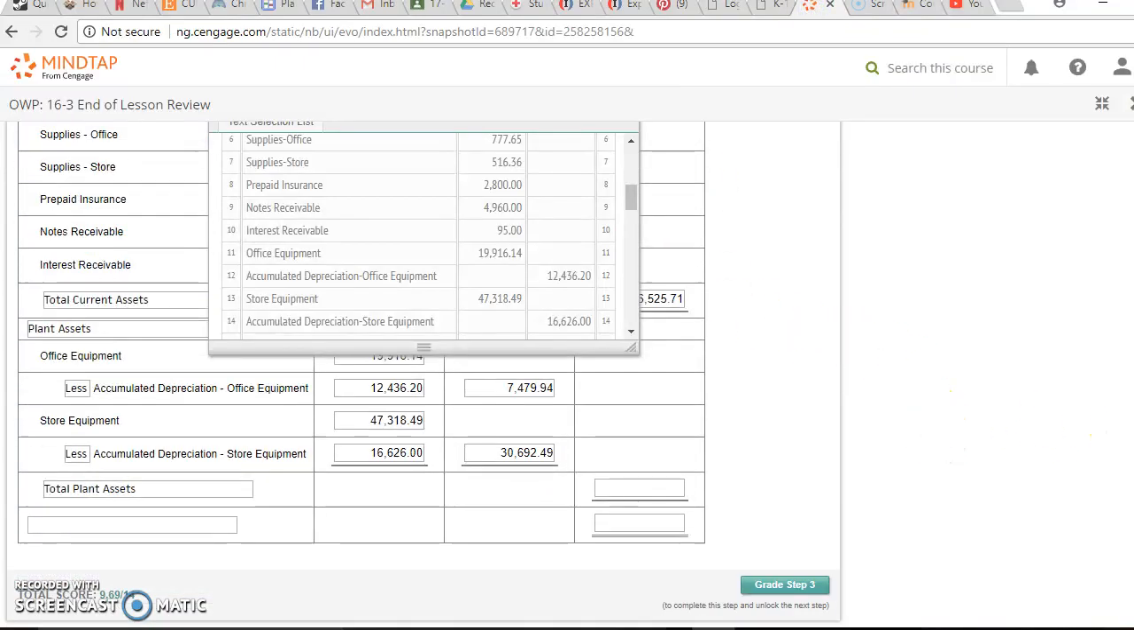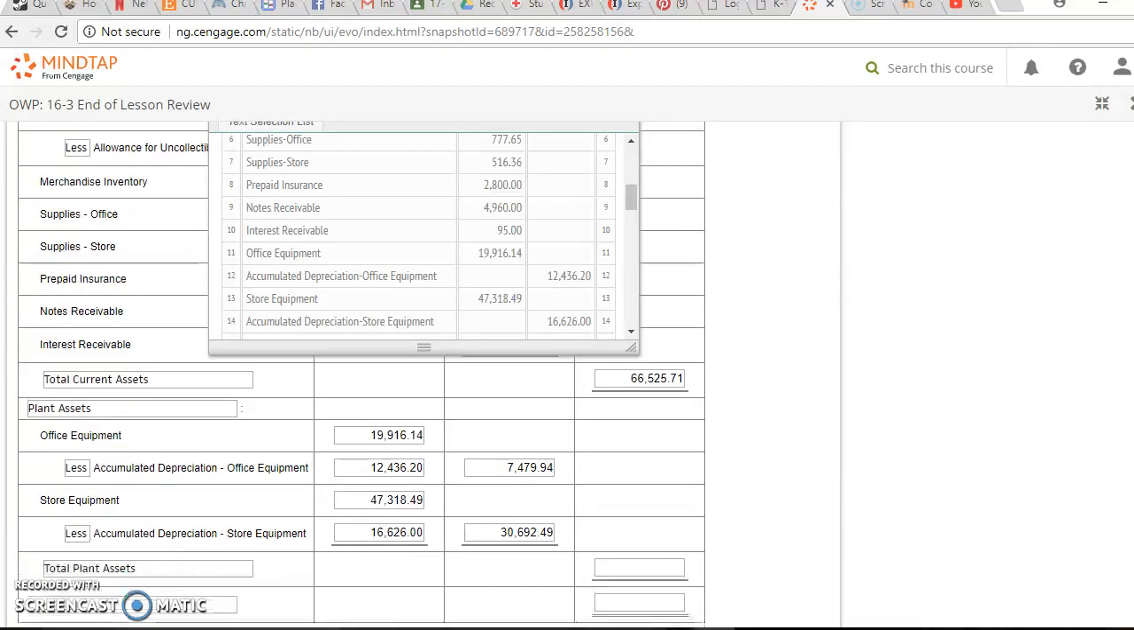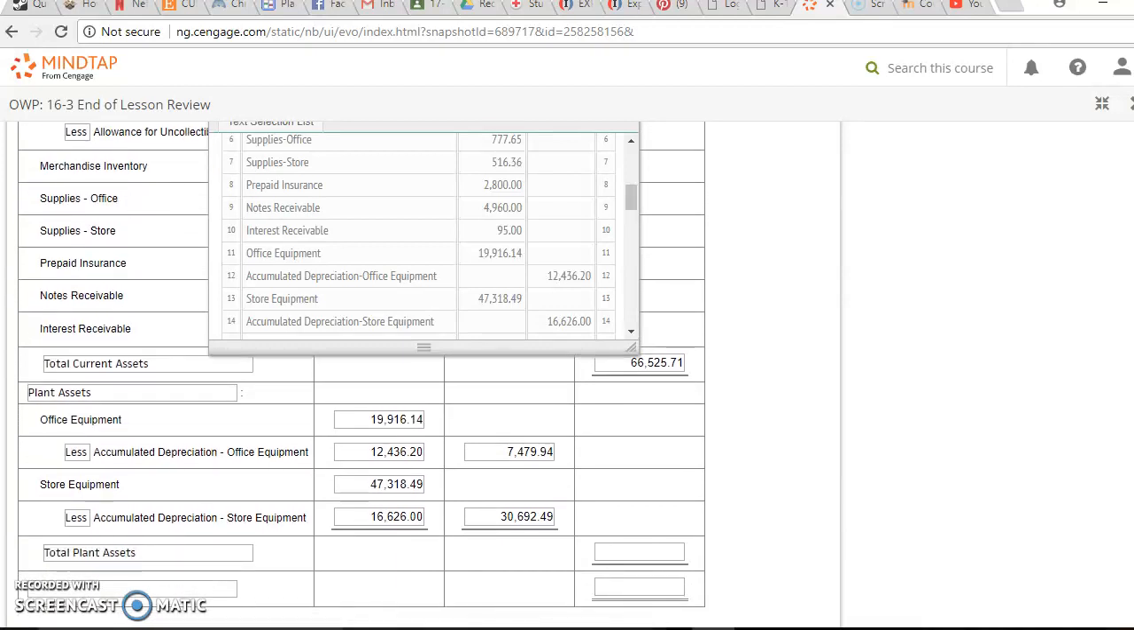Okay, so we have our total current assets. Now we're trying to get our total plant assets, so we're going to add 7,479.94 plus 30,692.49, and that gives us 38,172.43.